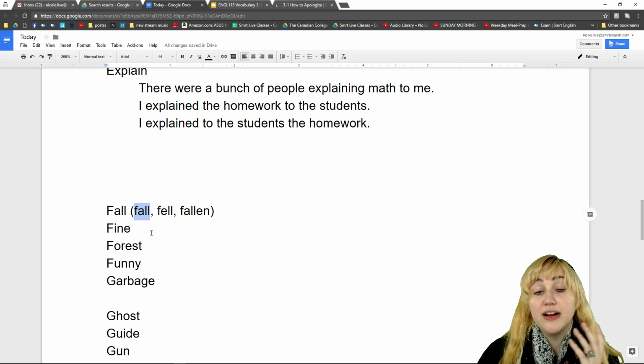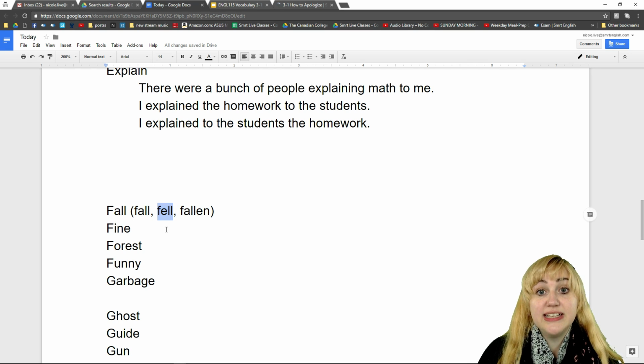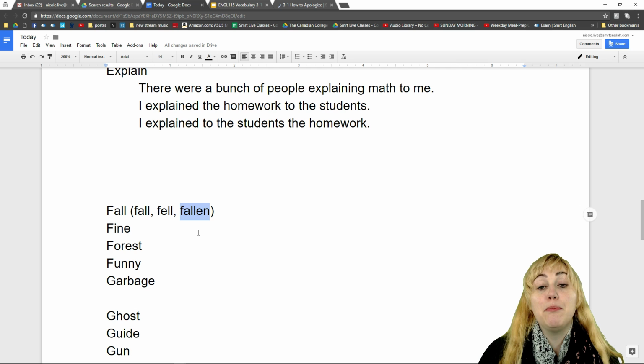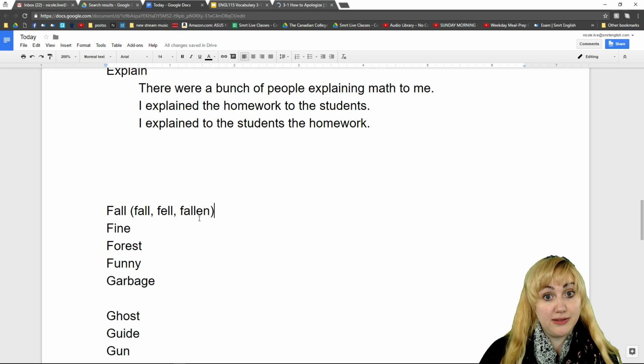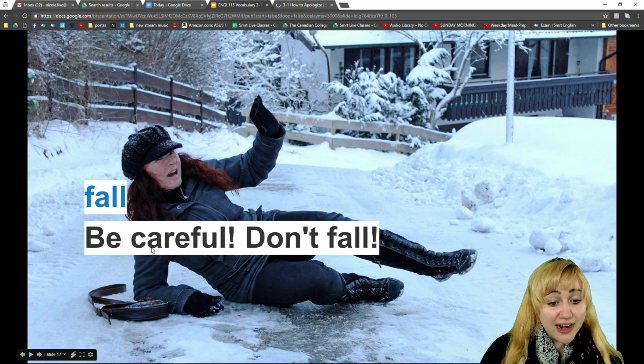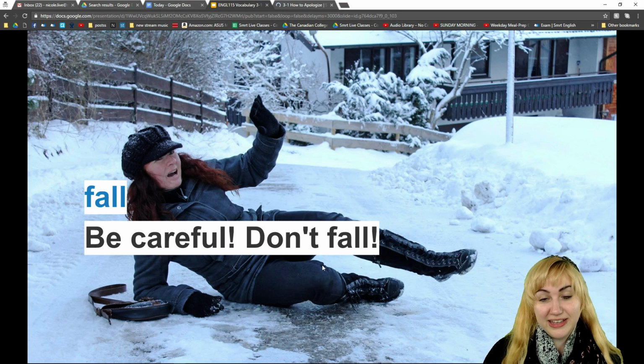So number 1 is our infinitive, our base verb. Number 2 is our past simple positive verb. And number 3 is our past participle. We use past participles for perfect grammar and passive grammar. All right, so just remember fall is an irregular verb. Our example sentence here says, be careful, don't fall. But I think the advice was too late for the woman in the picture.